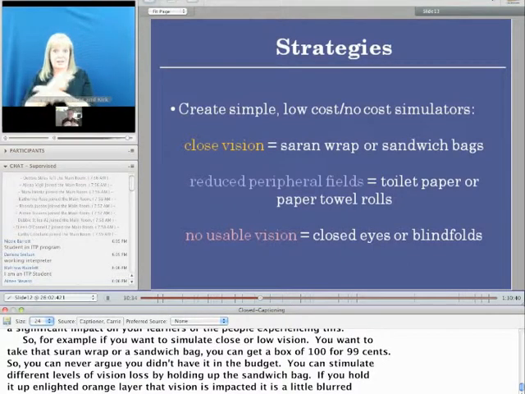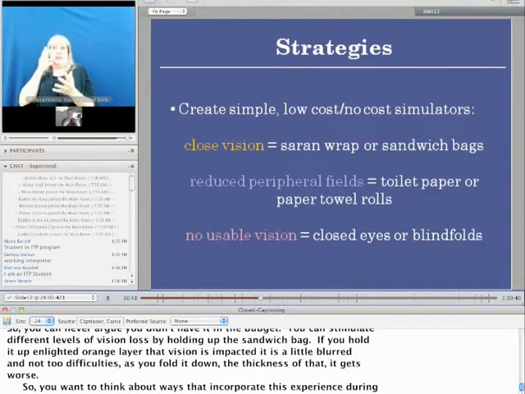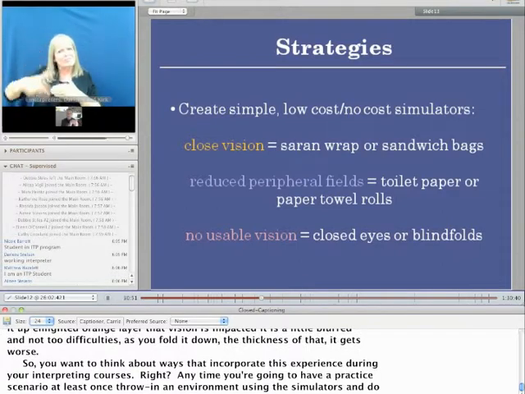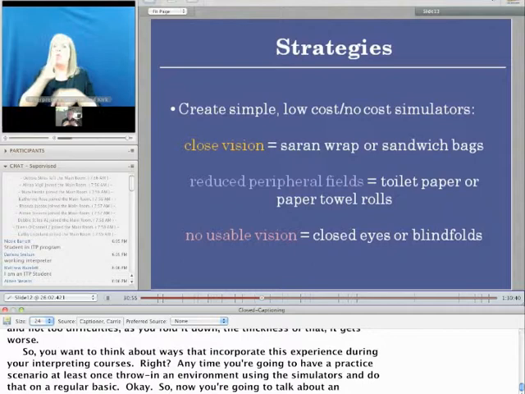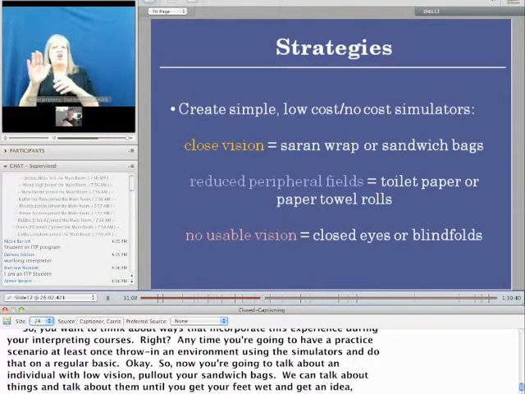So you want to think about ways then that incorporate this experience during your interpreting courses, right? So anytime you're going to have a practice scenario, at least once throw in an experience using some of these simulators and do that on a regular basis. Okay, so now we're going to talk about an individual who has low vision. Everyone pull out your sandwich bag, right? Because we can talk about things and talk about them and talk about them until you actually get your feet wet and get an idea of, aha, now I'm the recipient. I understand why this is difficult, and that will influence then how I make modifications to make it better the next time.